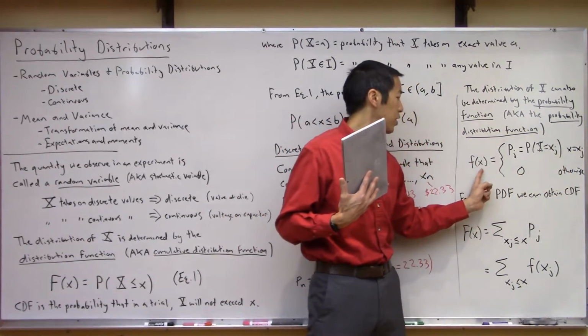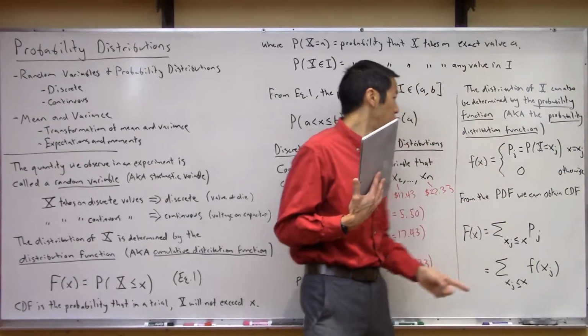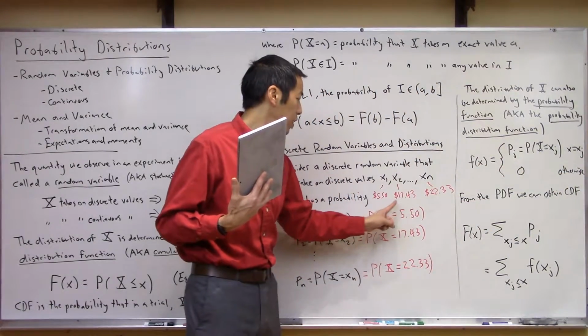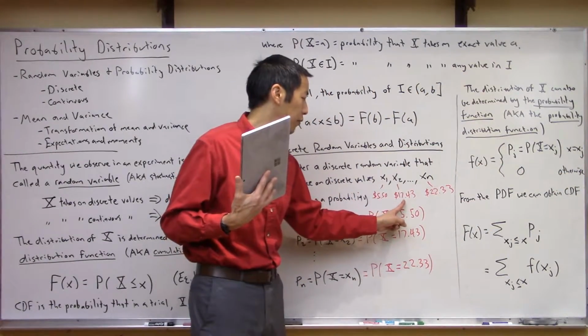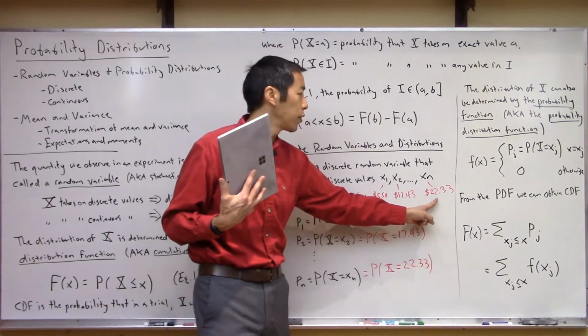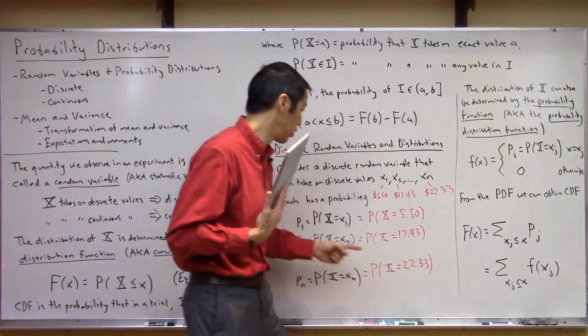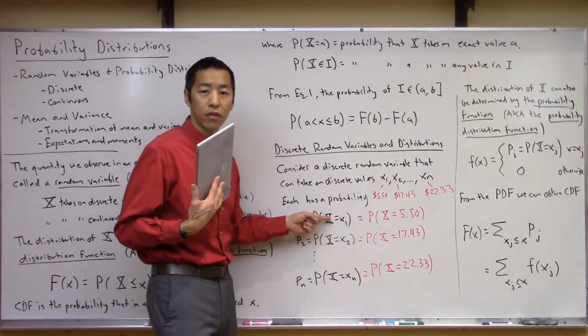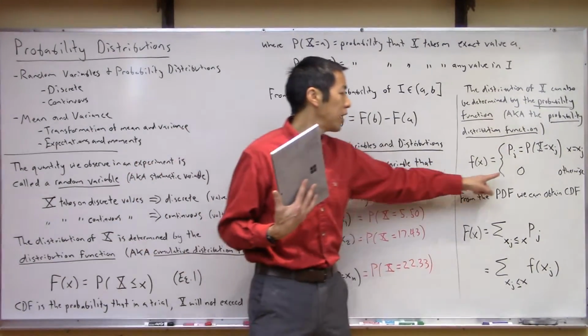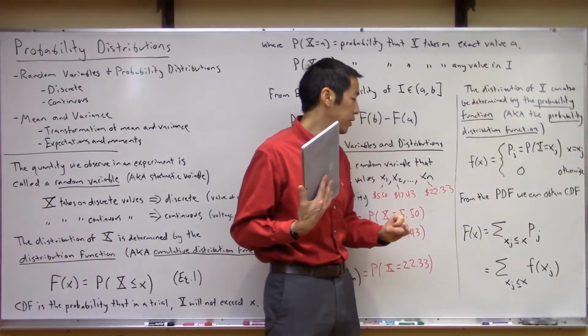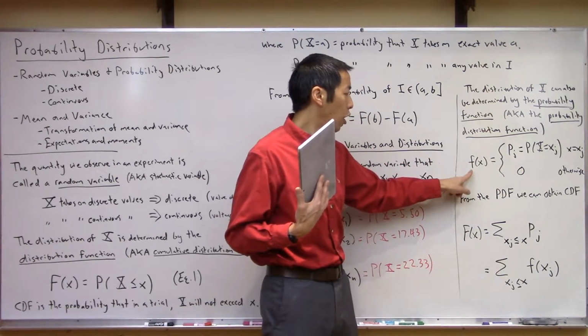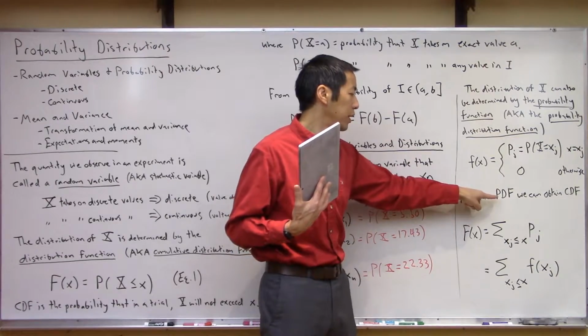What this probability distribution function is, it's a function that, when your x value of interest is equal to the value associated with any one of these, so in this case 5.5, 17.43, 22.33, whatever, it just takes on the value of the probability that's associated with this value. And then it's 0 otherwise. So this lowercase f is called the probability distribution function.